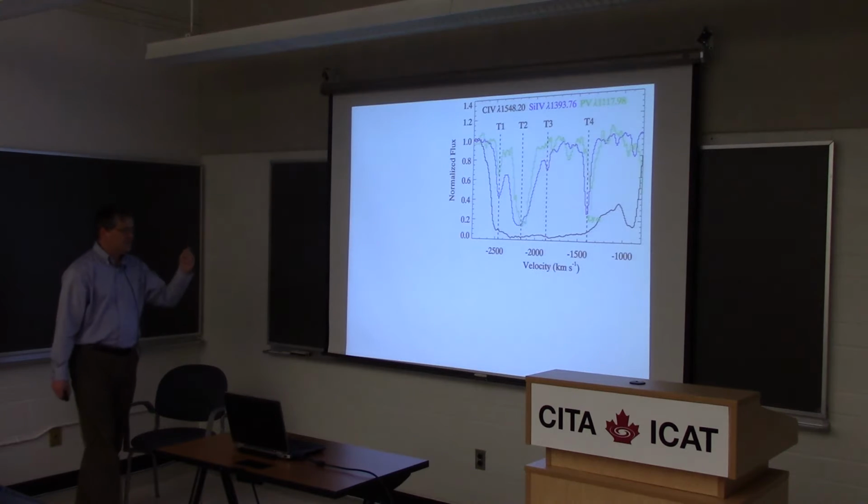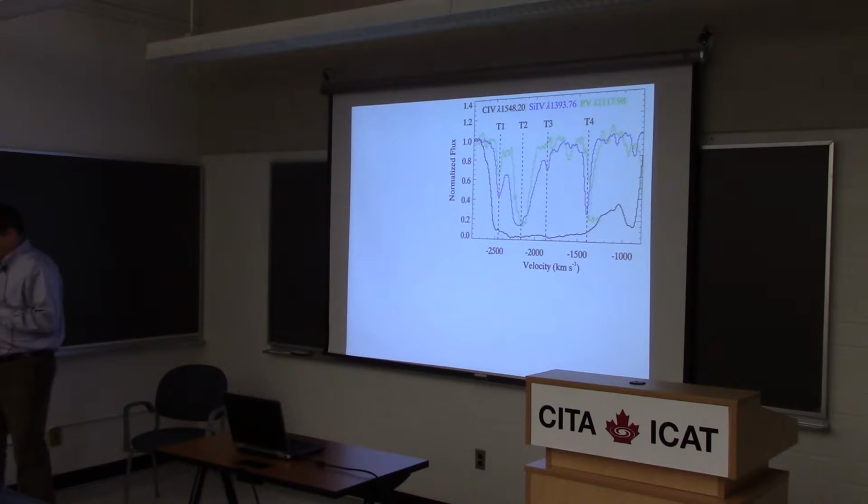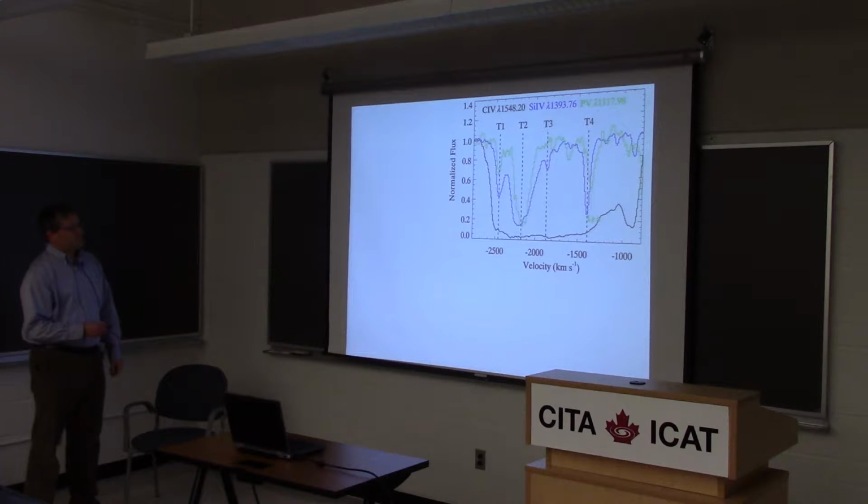So here's the example I want to show. This is a trough of an outflow showing in velocity presentation, and I show 3 troughs on top of each other. The black is carbon-4, the blue is silicon-4, and the green is phosphorus-5. Okay? Now, you can see something interesting. The carbon-4 is not black. It definitely has residual intensity here, which with this extremely high signal-to-noise is very obvious.